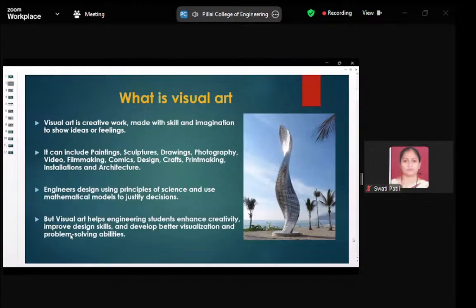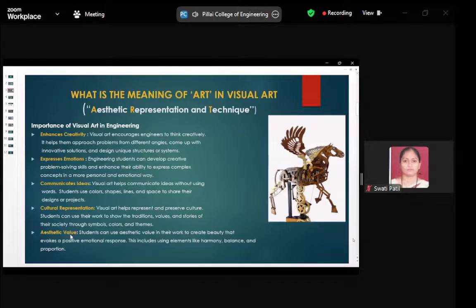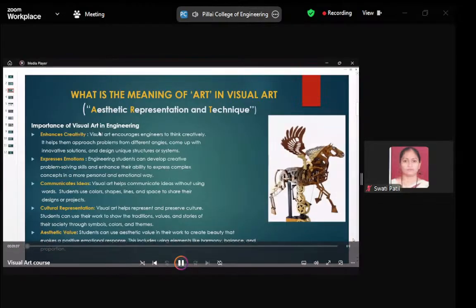What is visual art? Visual art is creative work made with skill and imagination to show ideas or feelings. It can include paintings, sculptures, drawings, photography, video, filmmaking, comics, design, crafts, printmaking, installations, and architecture. Engineers design using principles of science and use mathematical models to justify decisions. But visual art helps engineering students enhance creativity, improve design skills, and develop better visualization and problem solving abilities. What is the meaning of art in visual art? It means aesthetic representation and techniques.